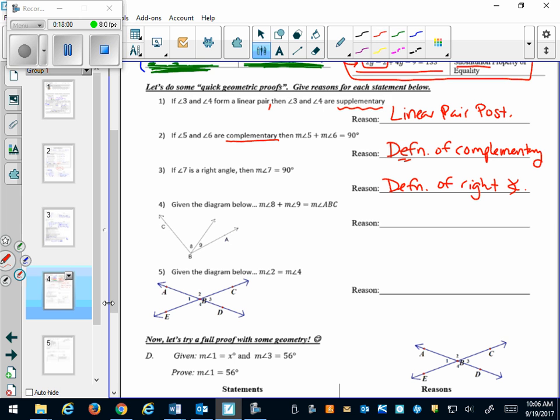Given this diagram, right away I look at my diagram and I can see that this looks like an angle addition postulate, right? Measure of angle 8 plus measure of angle 9 equals the measure of the whole angle ABC. That's angle addition postulate.